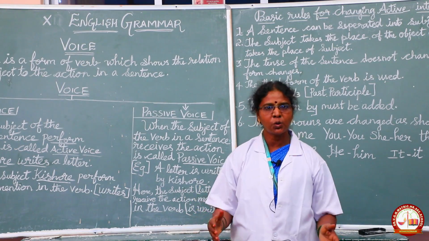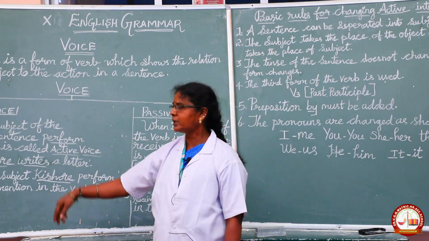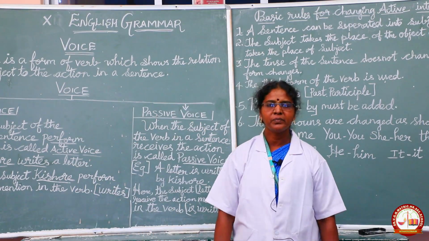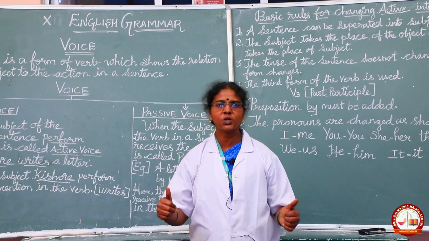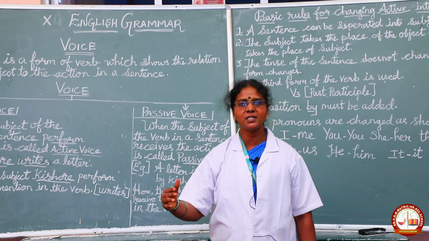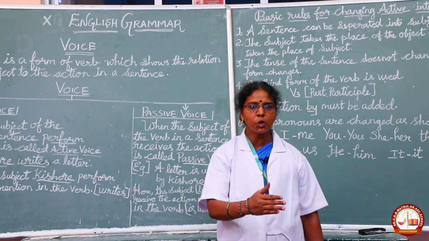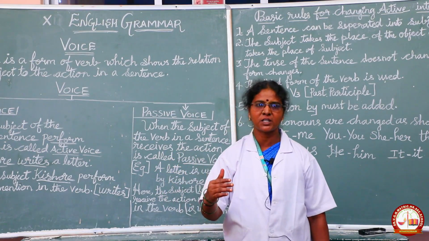First you must know what is active voice. See, when the subject of the verb in the sentence performs the action, it is called active voice. For example, Kishore writes a letter. Here Kishore performed the action writes. So it is an active voice.